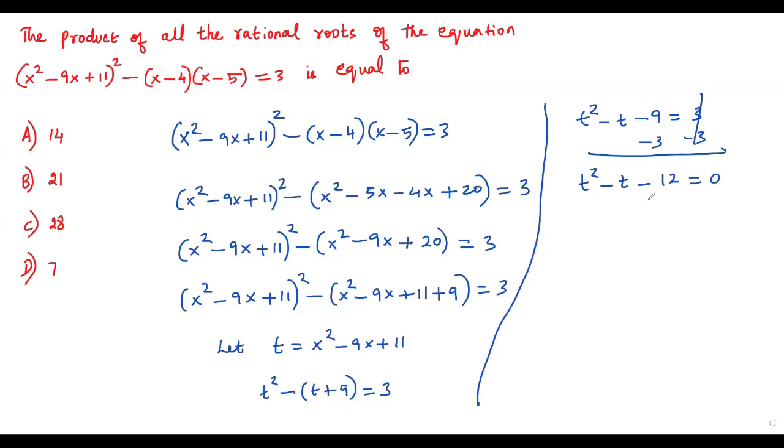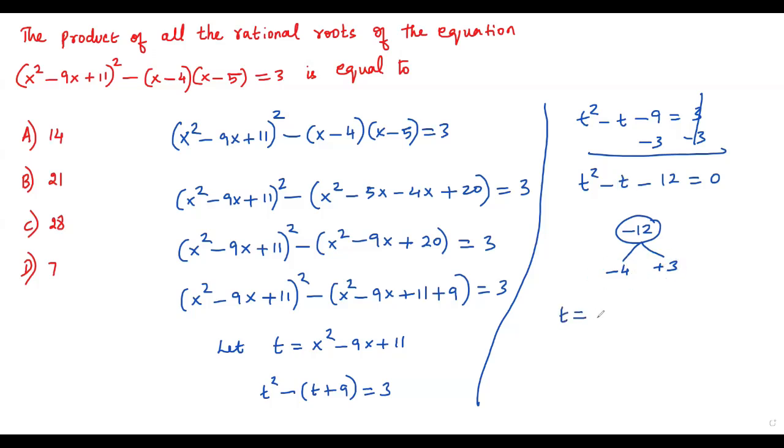Okay, now I got a quadratic equation in terms of the new variable t. I think this quadratic equation can be solved by factoring. For that, we have to multiply this constant term −12 by the coefficient of t², 1. When I multiply −12 by 1, I'm still getting −12. Now I have to get two factors of −12 so that the sum of these two factors is equal to the coefficient of t, in this case −1. I think −4 and positive 3 will work. When I multiply them, I'm getting −12, and when I add them, I'm getting −1, which is the coefficient of t.